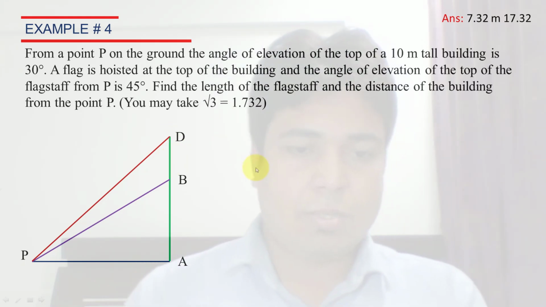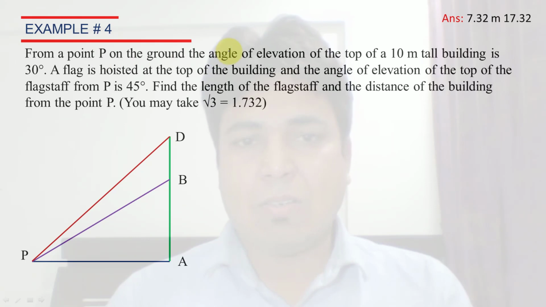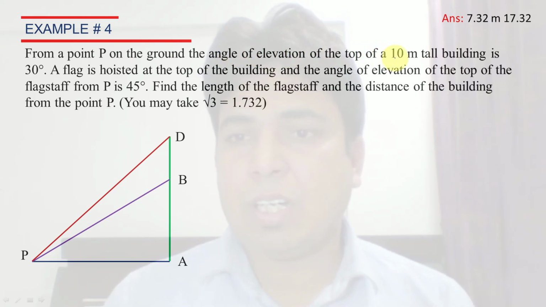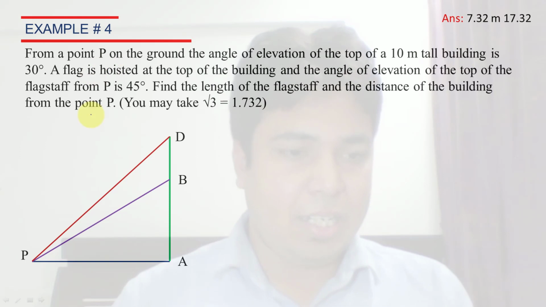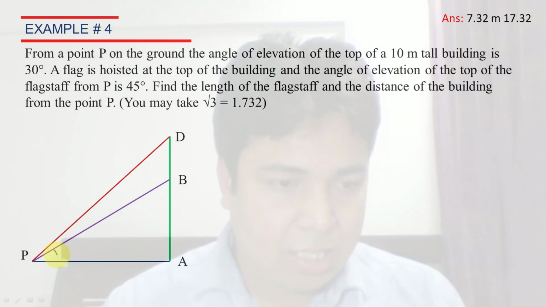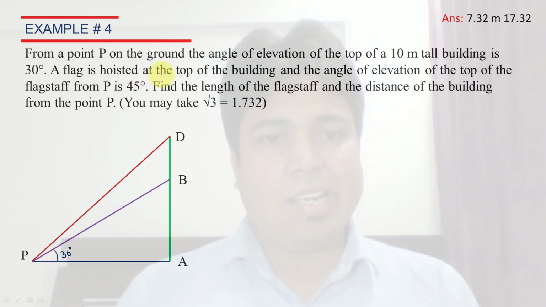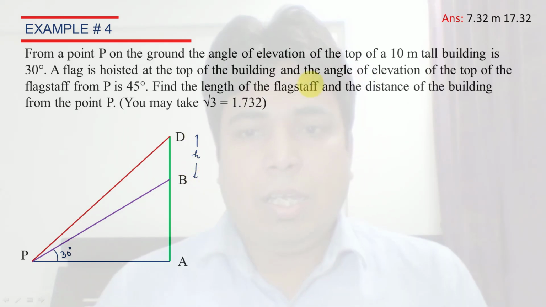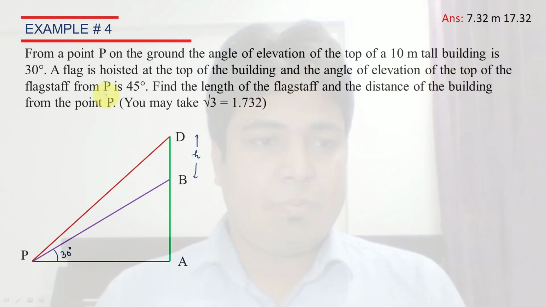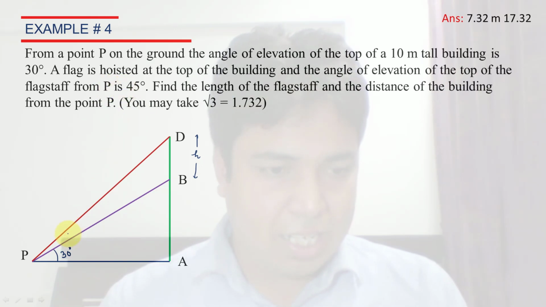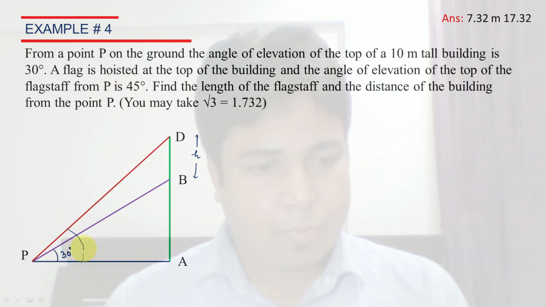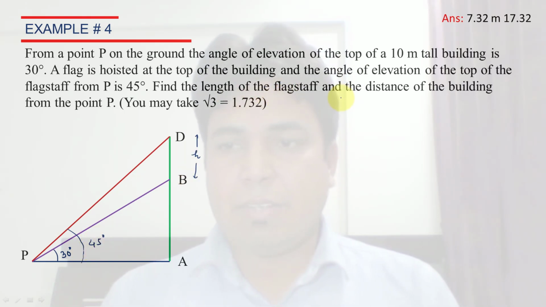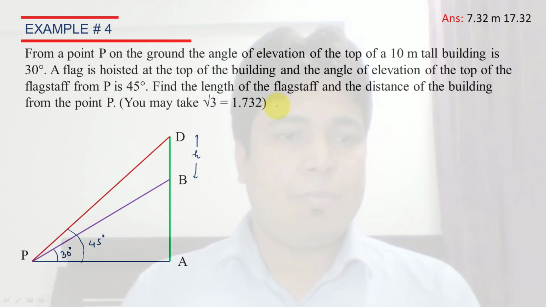So let's solve this question. From a point P on the ground, the angle of elevation of the top of a 10-meter tall building is 30 degree. So this angle is 30 degree. A flag is hoisted at the top of the building. Let's call this height H of the flagstaff, from here to here. And the angle of elevation of the top of the flagstaff from P is 45 degree. So this angle is 45 degree. Find the length of flagstaff and the distance of the building from the point P.